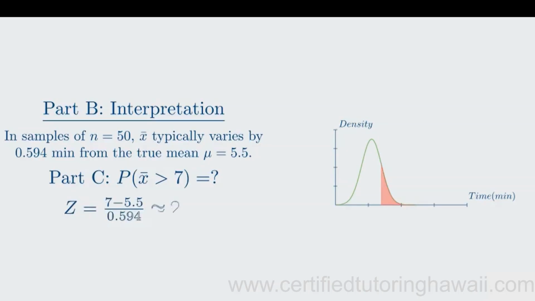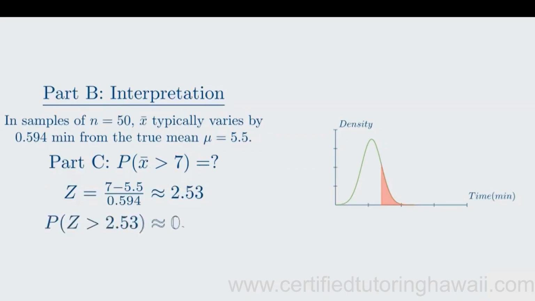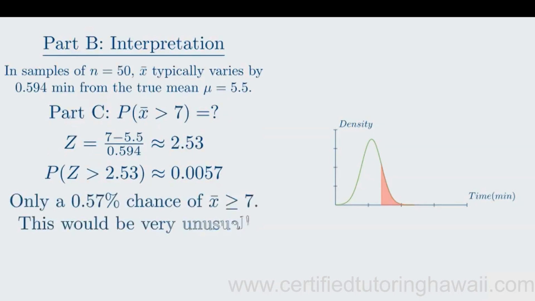First, we find the z-score. Z equals (7 minus 5.5) divided by 0.594. This gives a z-score of approximately 2.53. Using a table or calculator for the area to the right of z equals 2.53, we find a probability of about 0.0057. If the true mean wait time is actually 5.5 minutes, there is only a 0.57% chance that the average wait time for 50 customers would be 7 minutes or more. This would be a very unusual result.